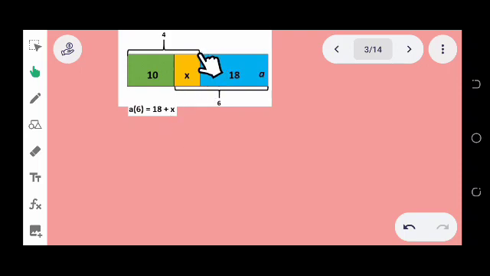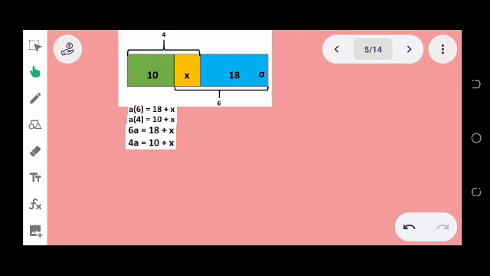Now the same thing with the other rectangle. The length is 4 and the width is a. So the area is a times 4. But again, this is comprised of two smaller rectangles. You have a rectangle whose area is 10 and a rectangle whose area is x. So the entire area is also equal to the area of the two smaller rectangles. That is why we have a times 4 equals 10 plus x.